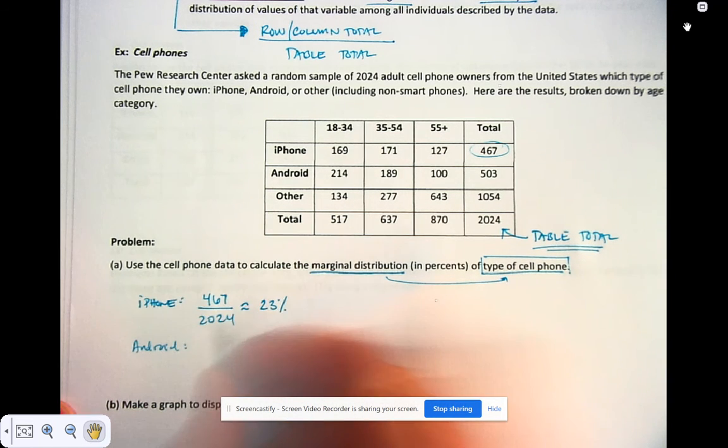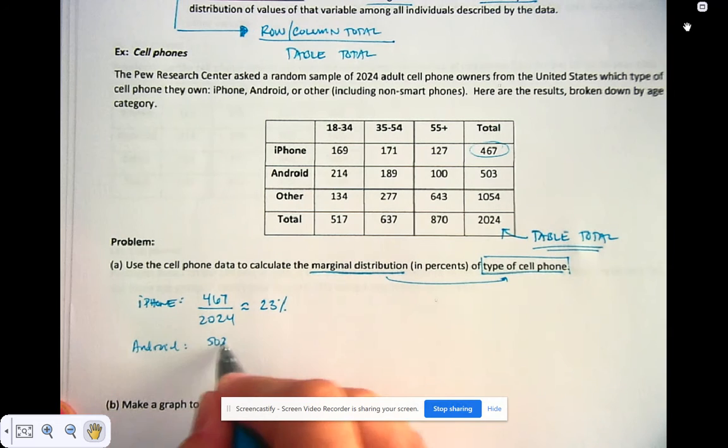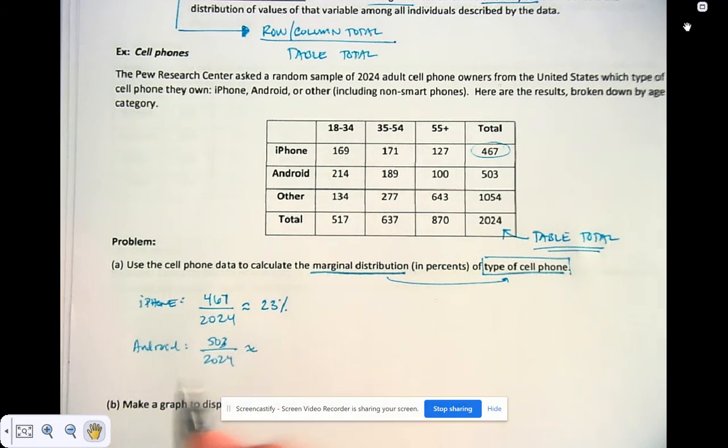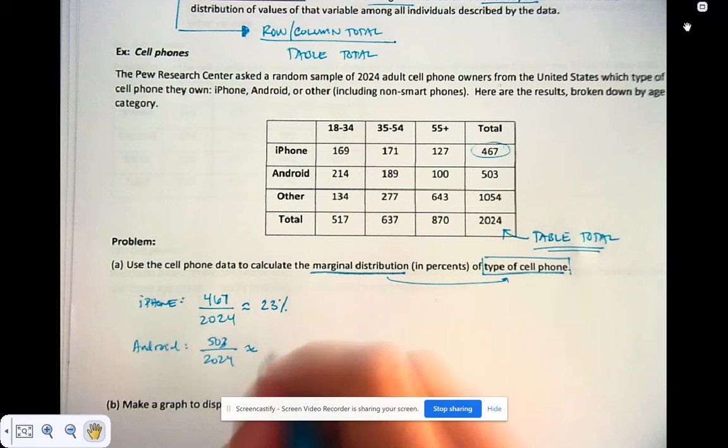Android's total is 503 out of 2024. And that will be 503 divided by 2024. You get 24.9%.